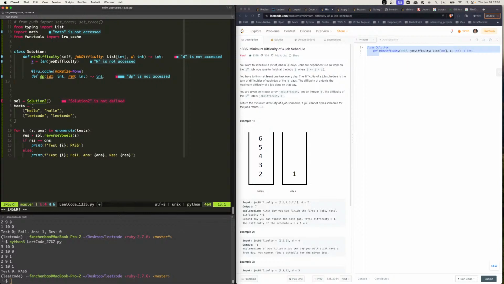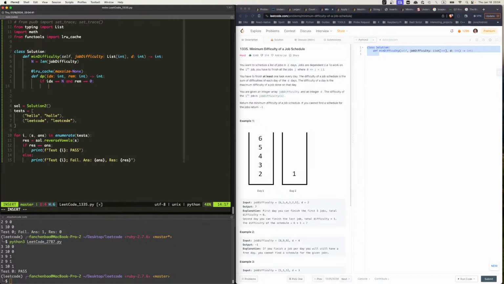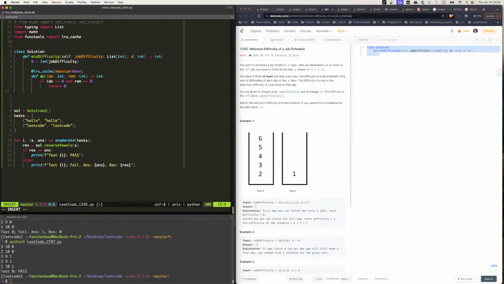So what's the ideal scenario? Because this is the last. So the ideal scenario is when index is equal to n and the remaining is equal to 0. That's the ideal scenario, right? That's the last day, so we just return 0.